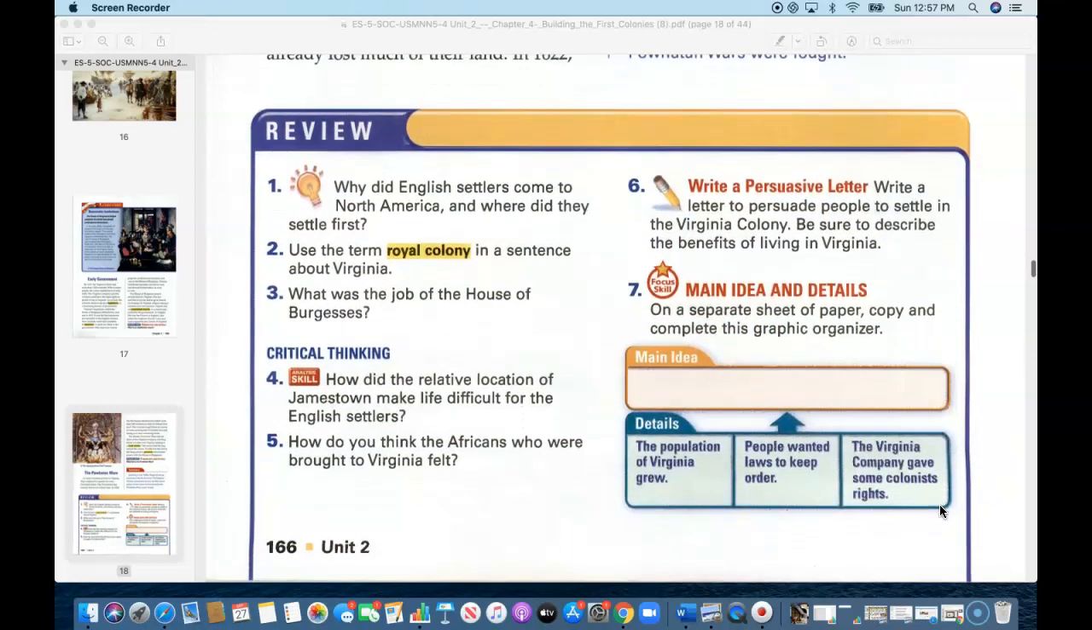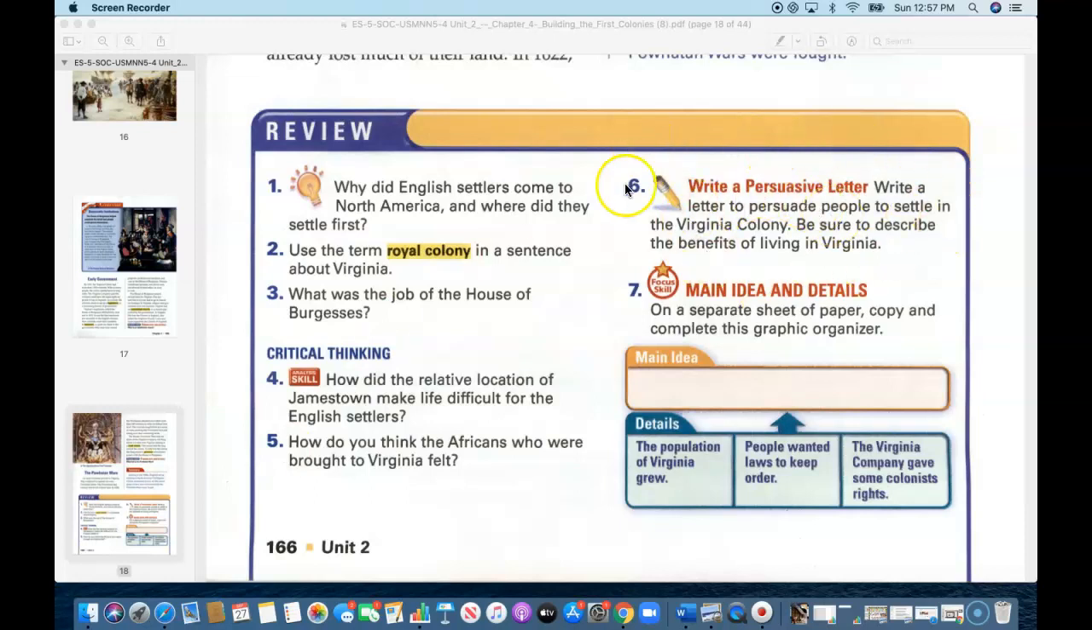And questions for group discussion. Why did English settlers come to North America, and where did they settle first? Use the term royal colony in a sentence about Virginia. What was the job of the House of Burgesses? How did the relative location of Jamestown make life difficult for the English settlers? How do you think the Africans who were brought to Virginia felt?